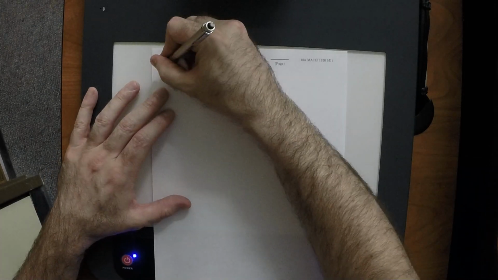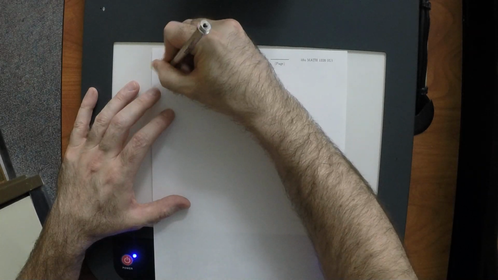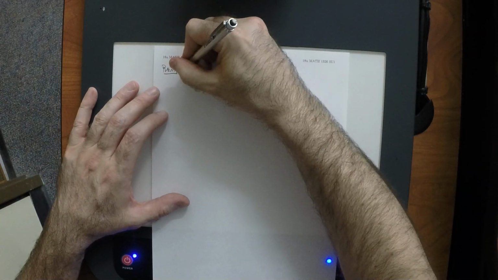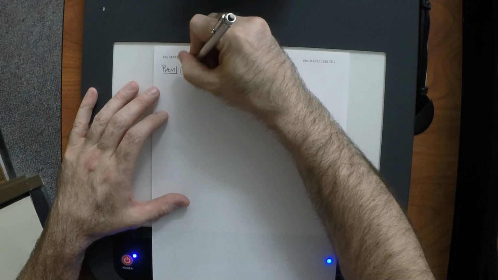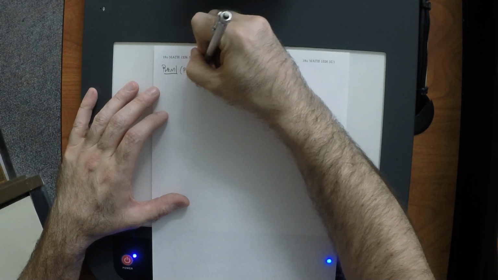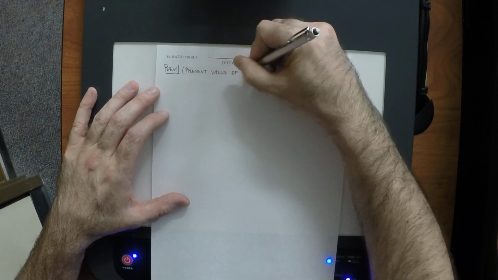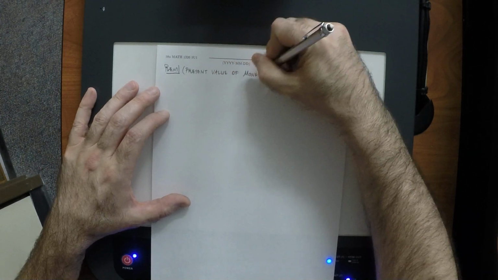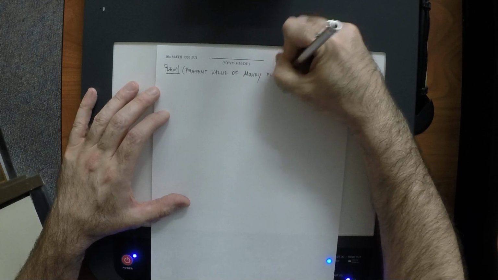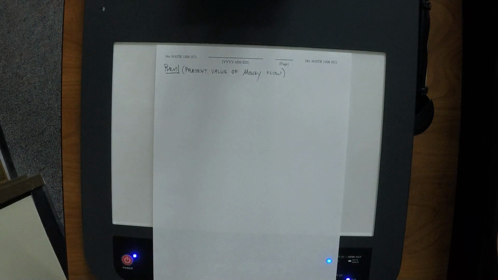So here's the idea that we want to explore. It is the following. It is called the present value of the money flow. So, we'll analogize this in two ways.